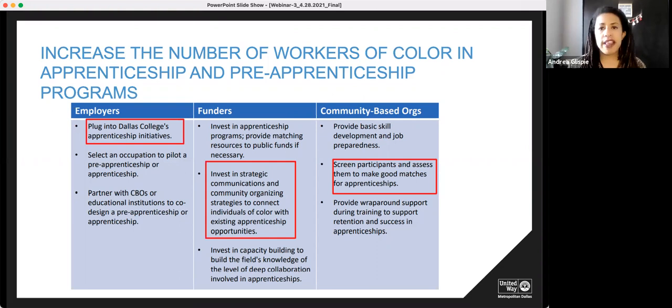And then community-based organizations have a role to play, as they're recruiting people for apprenticeships, to screen them and make sure that they're good matches for the apprenticeship opportunities that are available. Next slide.